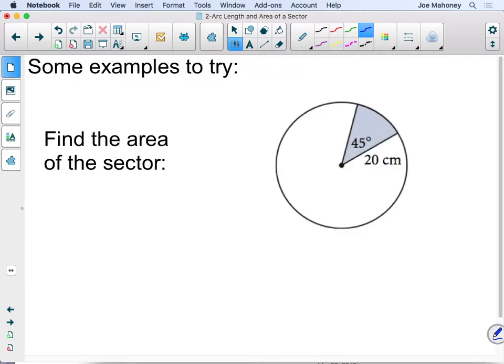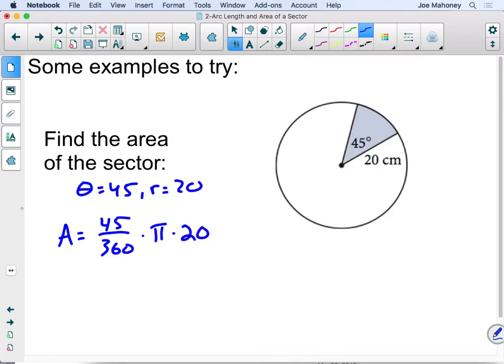First example we'll do is to find the area of this shaded sector. If you want to pause it and do it, that would be great. All right, let's check your work. Your central angle is 45 degrees, so theta is 45. The radius is 20. So when I do my area, I'll do 45 out of 360 times pi times the radius squared. Doing a little arithmetic, 45 out of 360 is 1 out of 8.